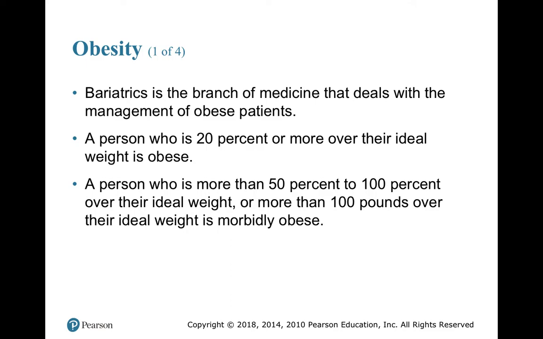Moving on, we're going to be talking about obesity. Obesity is a huge problem in the United States, so it's very likely that we can run on patients who are obese. Now, bariatrics specifically is the branch of medicine that deals with obese patients. Now, a patient is considered obese when they are 20% or more over their ideal body weight. Now, a patient who is 50 to 100% over their ideal body weight, right, is considered morbidly obese, or a patient who is 100 pounds over their ideal body weight is morbidly obese. It's important that you guys know both of those terms. I'd take a minute to write both of them down.